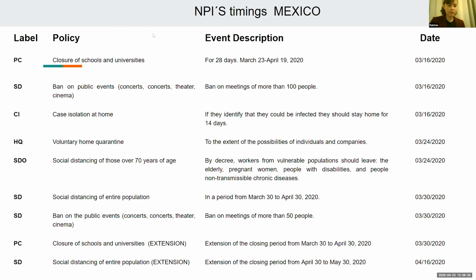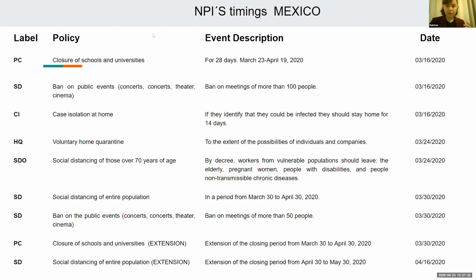So specifically, we also did an extra detailed study on both Japan and Mexico. So this is the graph that we were able to compile for Mexico. Included in this graph are the different policies that go into effect, event description, and the specific dates that correspond. So closures of universities, banning from public effect starting from March 16th, closure and isolation at home, also starting March 16th, March 24th, voluntary home quarantine, social distancing for elderly individuals, starting March 24th, and then March 30th, you have social distancing for the entire population, ban on public events, and closure of schools and universities. And then for April 16th, you just see the extension of social distancing across the board.